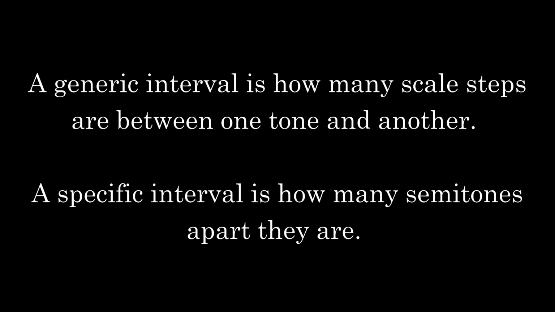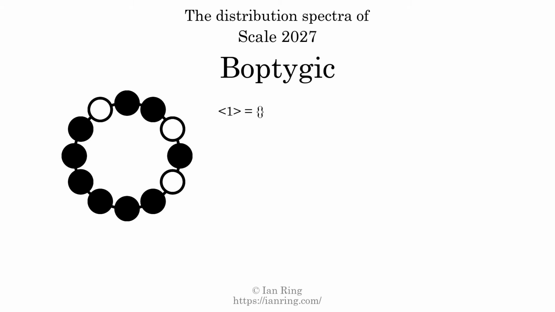A specific interval is how many semitones apart they are. The generic interval of one scale step comes in 2 different specific interval sizes, 1 semitone and 2 semitones. The spectrum width of this generic interval is the highest, 2, minus the lowest, 1, which equals 1.